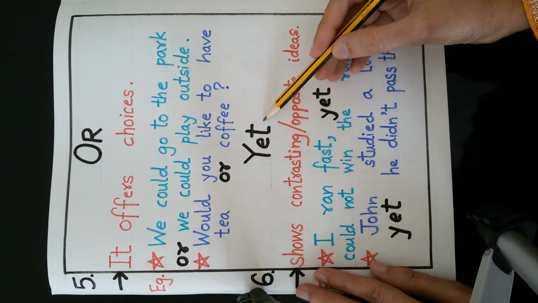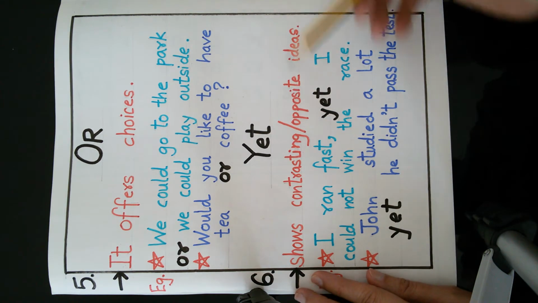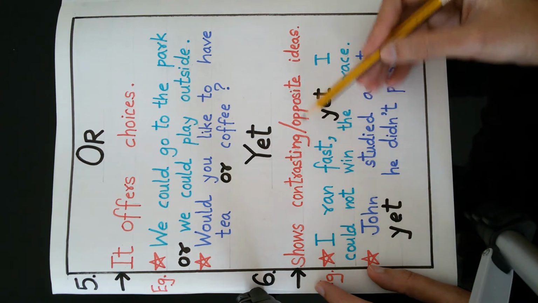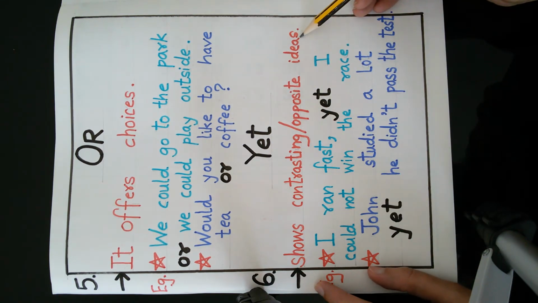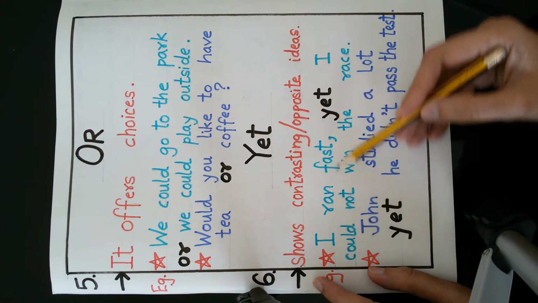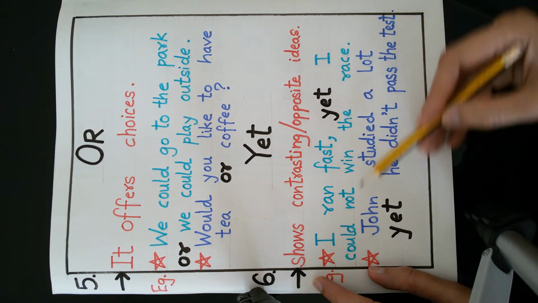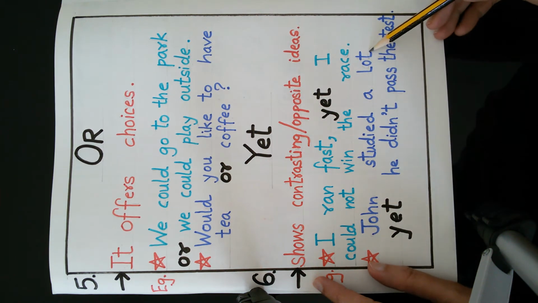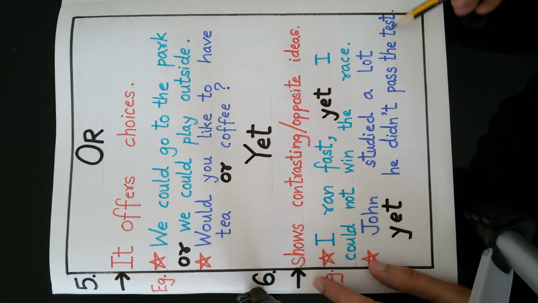The next conjunction is yet. Yet is used to show contrasting or opposite ideas. For example, I ran fast, yet I could not win the race. John studied a lot, yet he didn't pass the test.